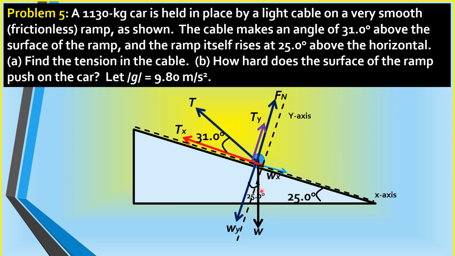We define this as our y-axis, while the x-axis is along the surface of the ramp. Right. So if the ramp itself makes an angle of 25.0 degrees above the horizontal, by definition of similar triangles, this angle that is formed between the weight W and the y component Wy must also be equal to 25.0 degrees. So for our detailed solution of finding the tension T and also the normal force F, we will look at the solutions in the next slide.